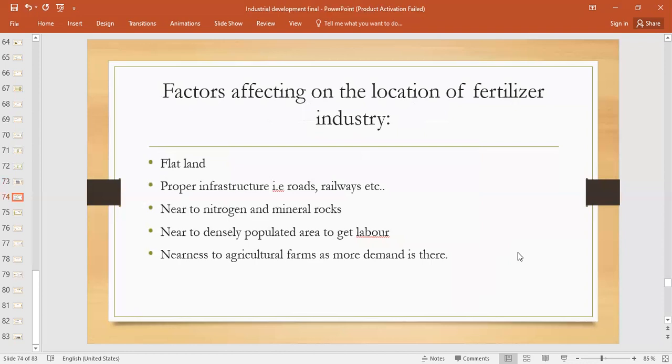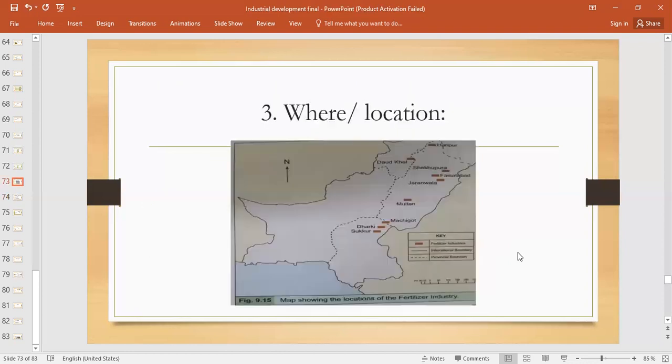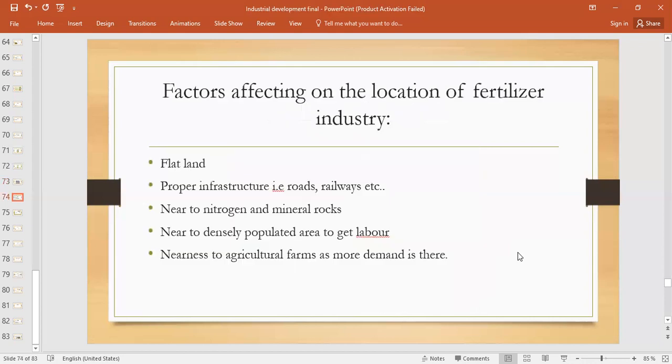Let's discuss the reasons behind it, the reasons for this distribution that we have just discussed. What are the factors? These are basically the factors affecting the location of the fertilizer industry, right?